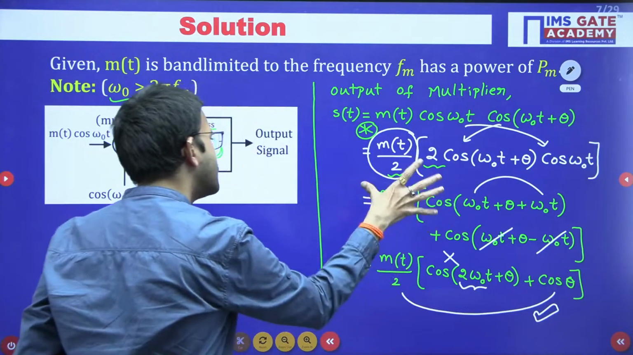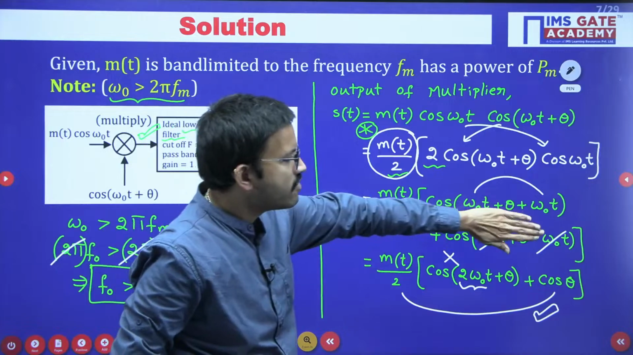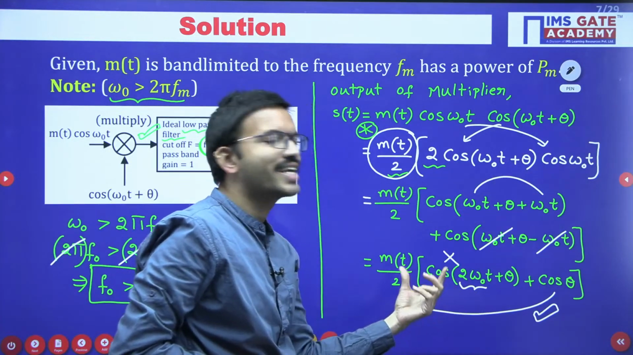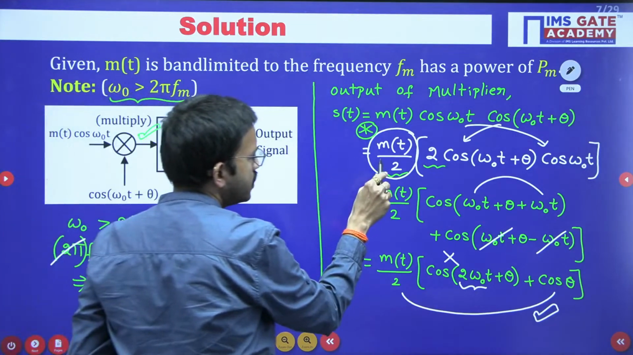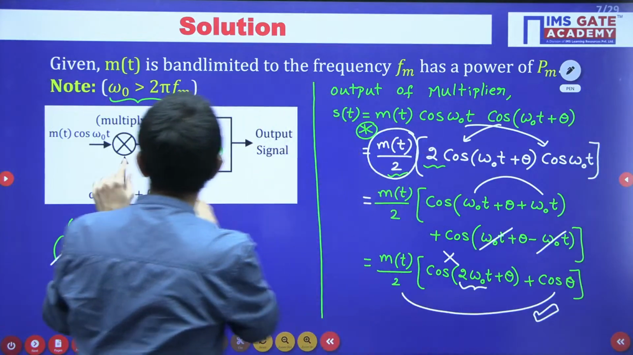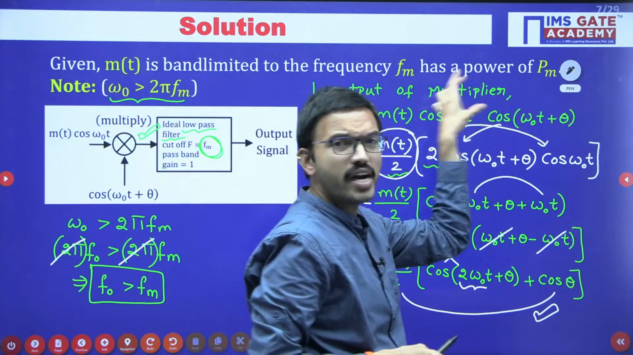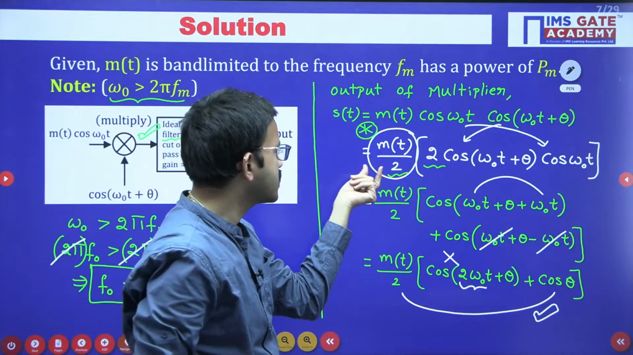Since this particular signal we have passed through the low pass filter, the high frequency component is getting eliminated, and only the low frequency component you are getting. So what is the final conclusion? First and foremost observation: in the multiplier output you are having, if you don't have 2, you have to divide with 2. Simple. That is the first observation point.